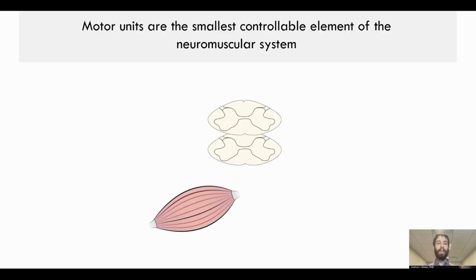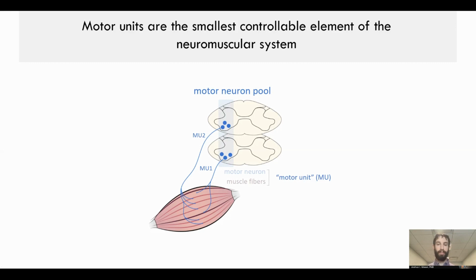So let me provide a little background about this system first. To make a muscle contract, a signal goes from the brain to motor neurons in the spinal cord that connect to muscle fibers. Now, each motor neuron connects to a unique set of muscle fibers, and this combination together is known as a motor unit. And this motor unit is the smallest controllable unit of the motor system. And the motor units that control a single muscle are together known as a motor neuron pool.